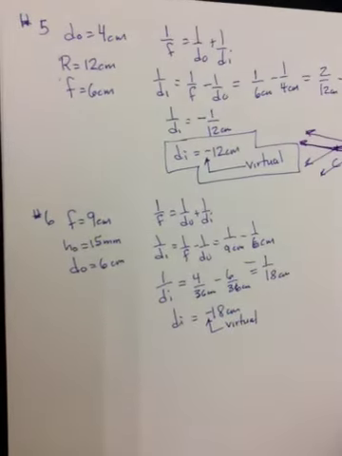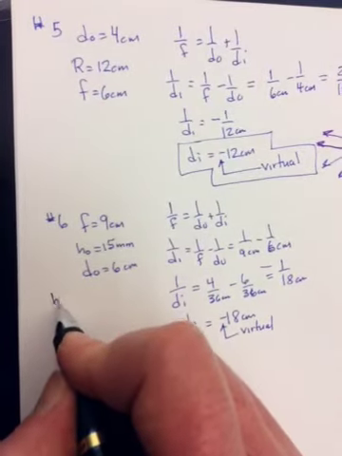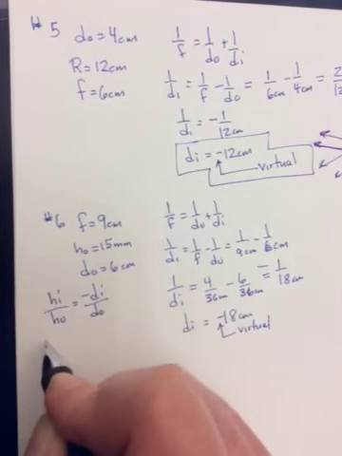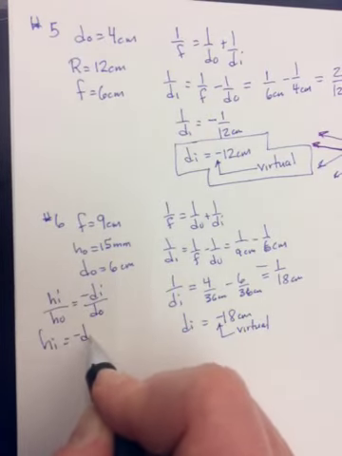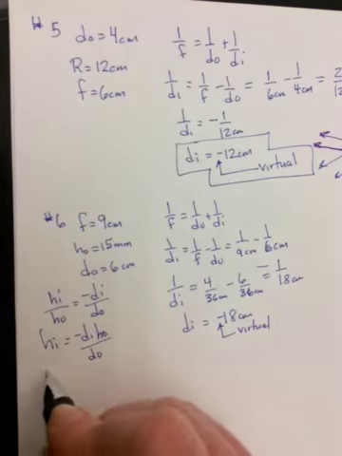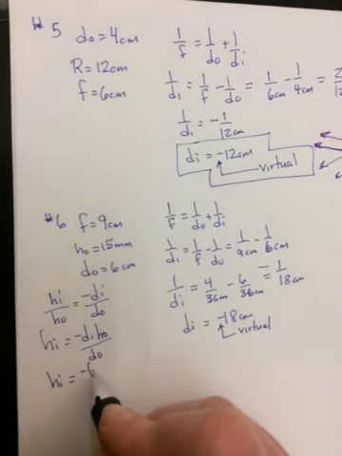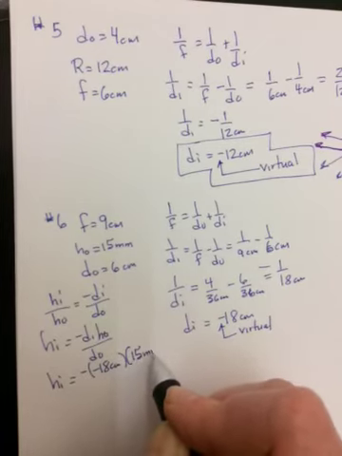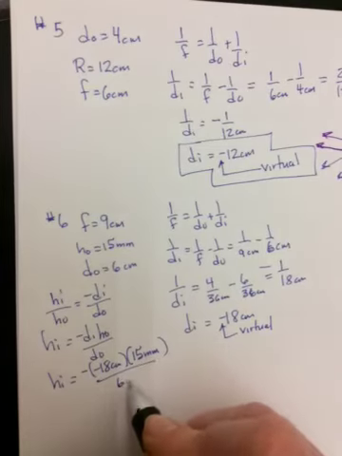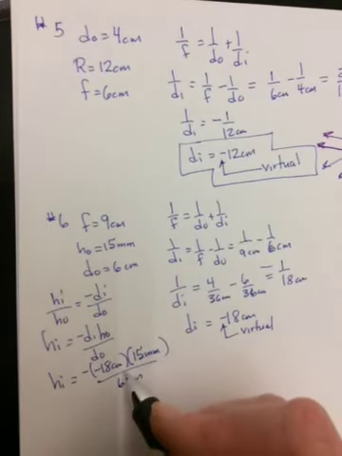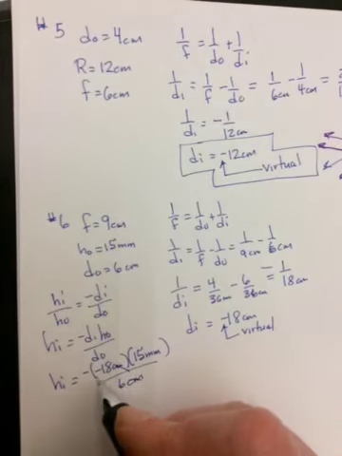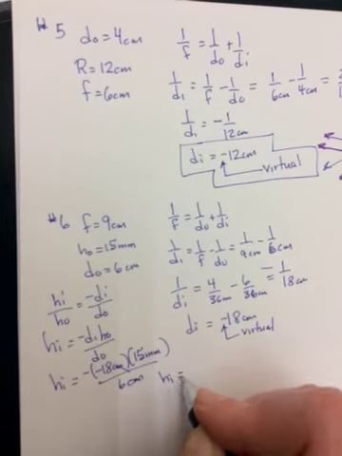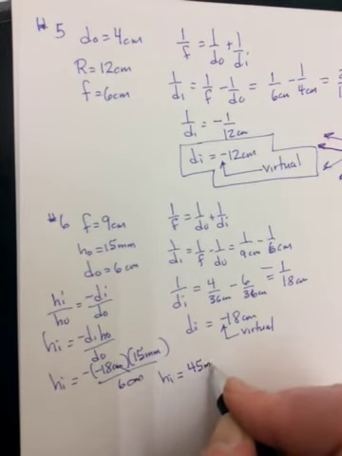And then how large is the image? So hi over ho equals negative di over do, so hi equals negative di ho over do. So hi is equal to negative 18 centimeters times 15 millimeters. And you might think I'm cheating, but I happen to know these centimeters are going to cancel, and I'll be left with millimeters. Goes in 3, negative will give me a positive. Hi should end up being positive 45 millimeters.